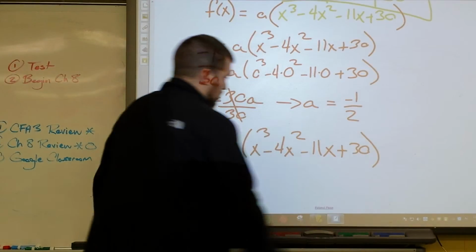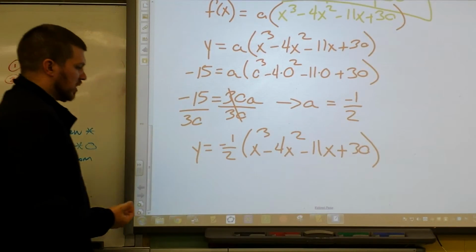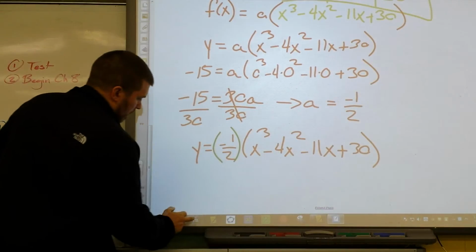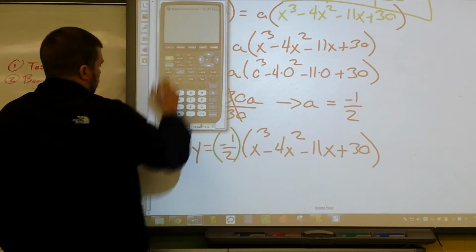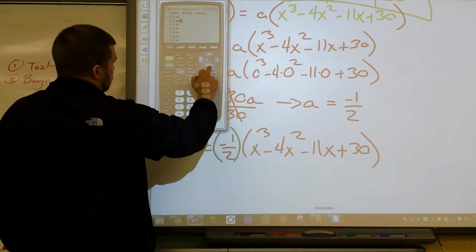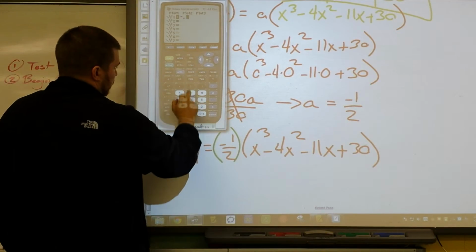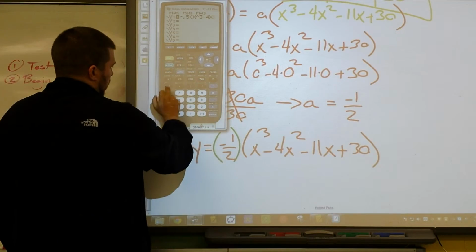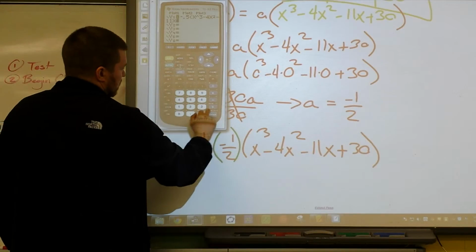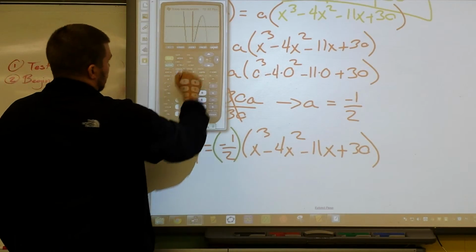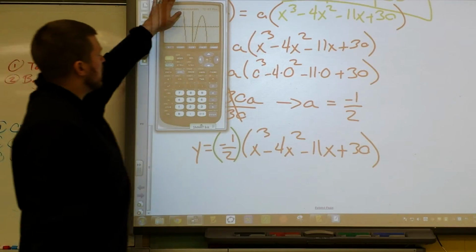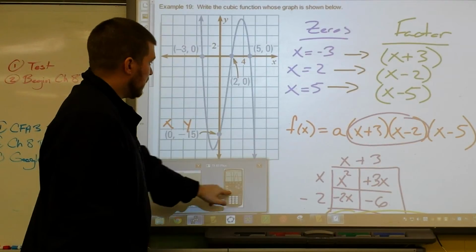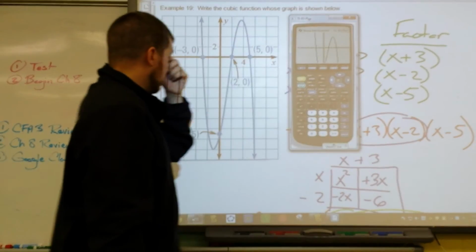Now, to check yourself, since we're given a graph and we know several of the points on this graph, I can actually put this in y equals. Remember, every fraction needs parentheses on it. So what I'm going to do now is go to y equals, clear it out. So negative 0.5 parentheses x cubed minus 4x squared minus 11x plus 30. Graph it. Now, I don't really care about the picture of the graph. However, if you want to compare it to the picture that we were given, might not be a bad idea. It looks really similar, so that's a good sign.